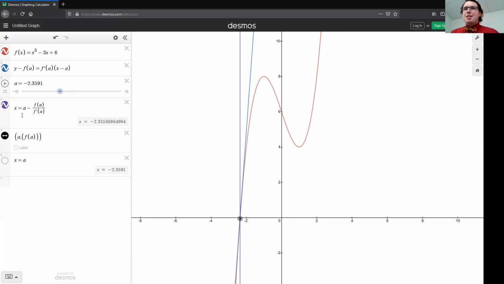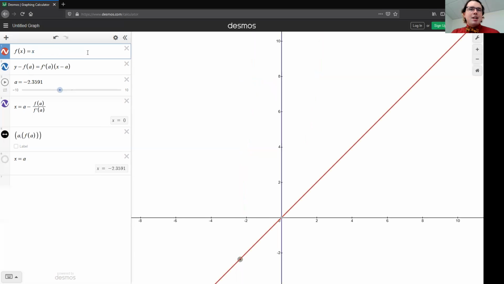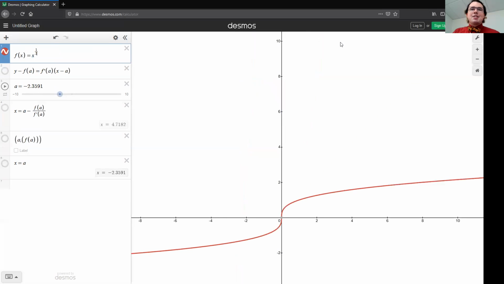Now, with this process, I can sometimes have a poor choice of my first guess. There's going to be some functions where this doesn't work at all. So let's change it up. I will disable these graphs for right now. Let's look at the function x to the power 1/3. This is kind of a boring function to find the root of. I already know 0 to the power 1/3 is 0. But let's see how well Newton's method does.